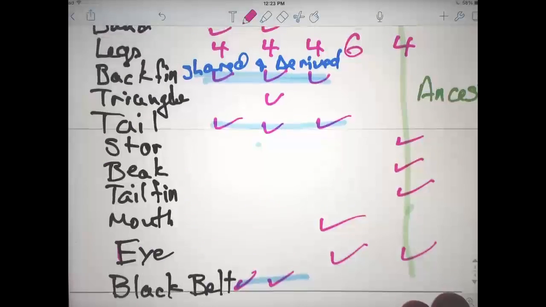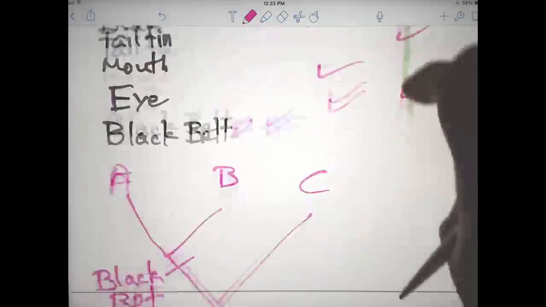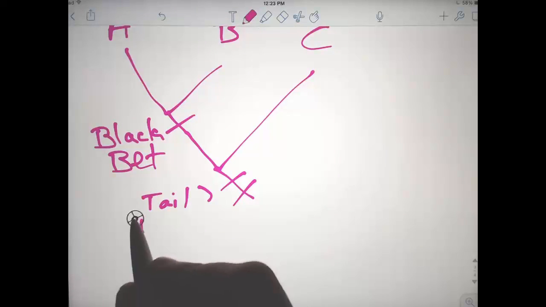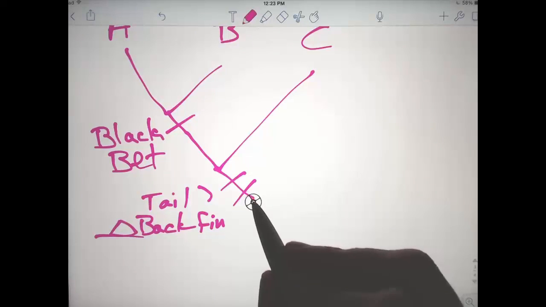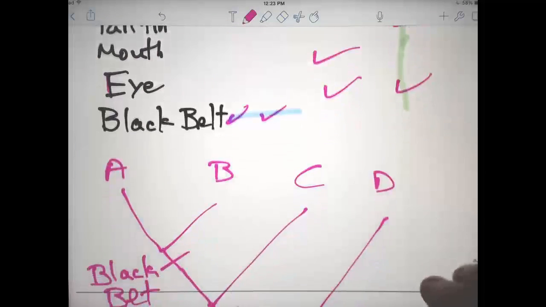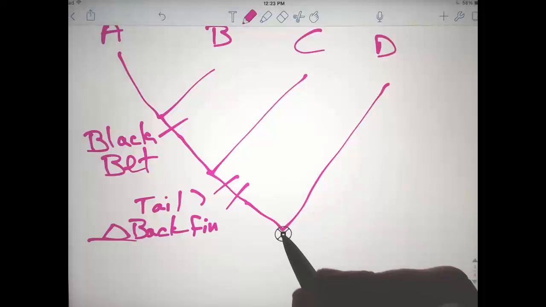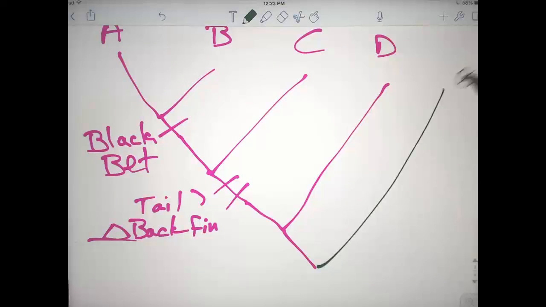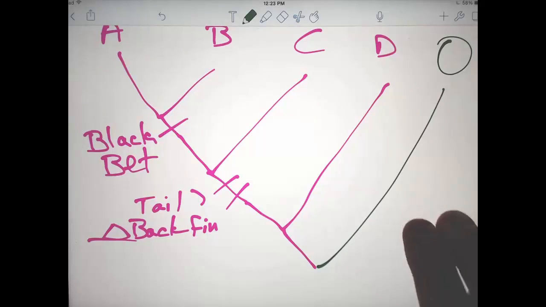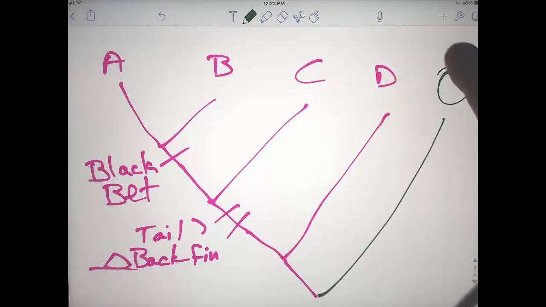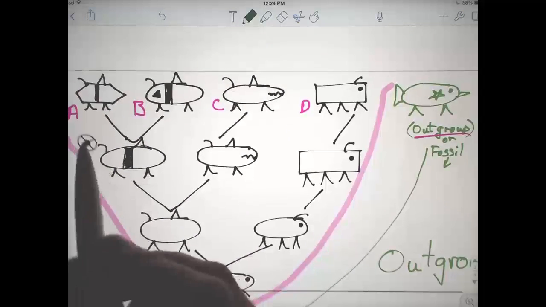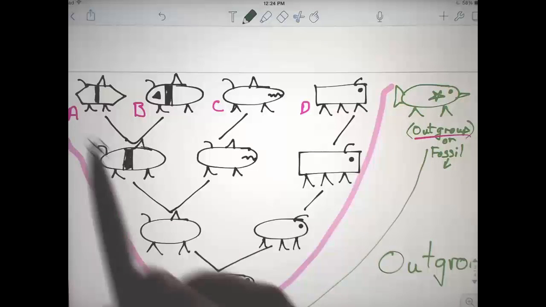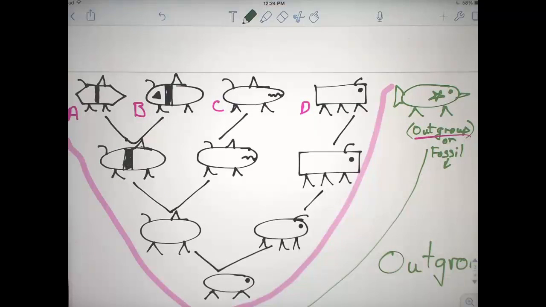C shares the tail and the back fin. So the tail and the back fin are in both of those. D shares traits with no other individual, and so it's the furthest related. And of course, the outgroup we've already assumed is the furthest related. There's our completed tree. Did it get what we started with in the original A and B, then C, then D, and there's the outgroup.